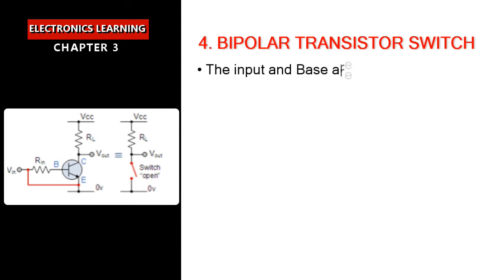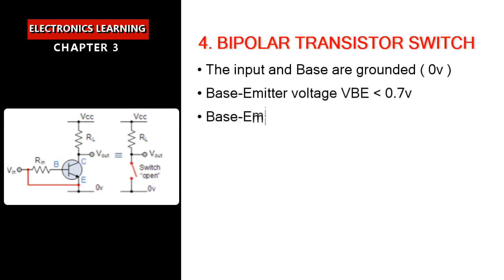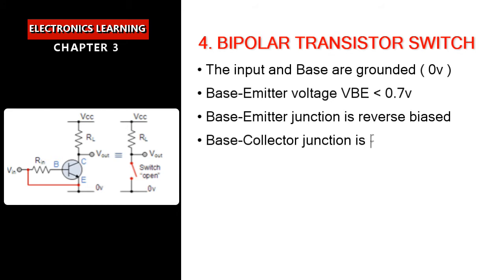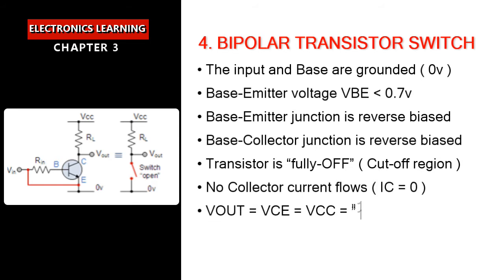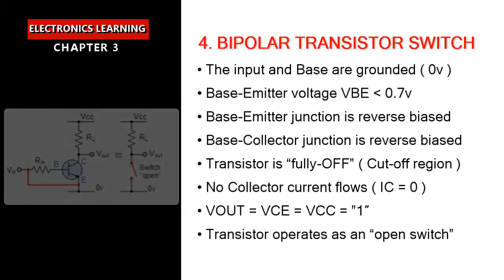The input and base are grounded. Base emitter voltage VBE is less than 0.7 volt. Base emitter junction is reverse biased. Base collector junction is reverse biased. Transistor is fully off, that is cutoff region. No collector current flows. Vout is equal to VCE is equal to VCC equals 1. Transistor operates as an open switch.